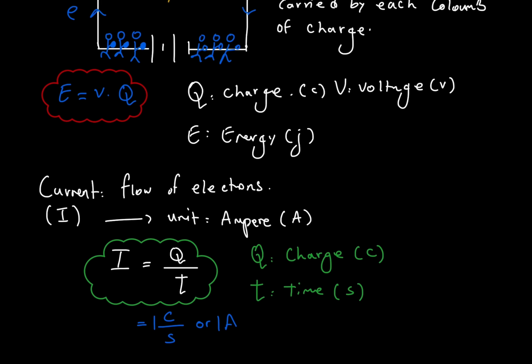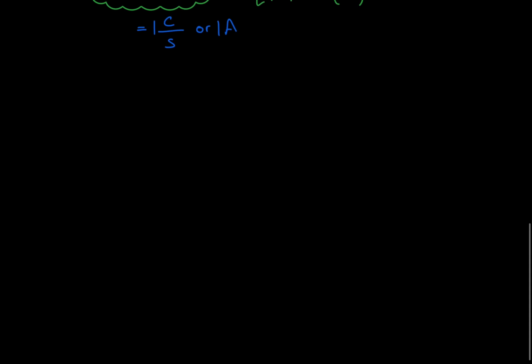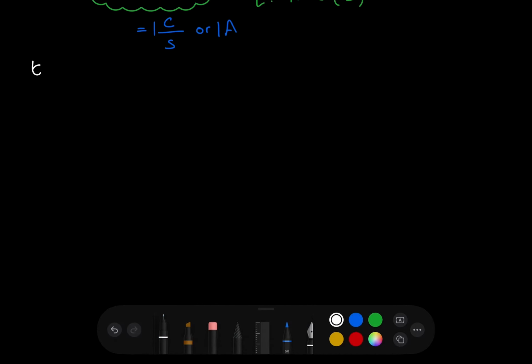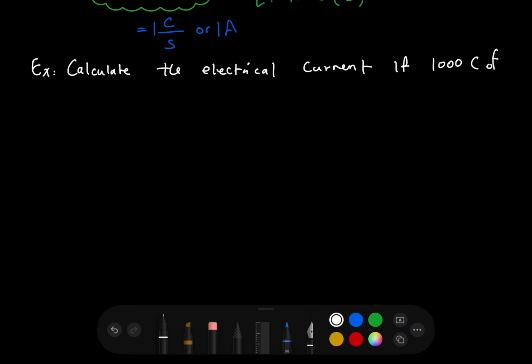Let's go ahead and take a look at some questions regarding current and voltage. So, for example, let's say you're asked to calculate the electrical current if 1000 coulombs of charge pass through in 20 seconds. Here I'm using some very basic numbers in order to make the calculations easier.